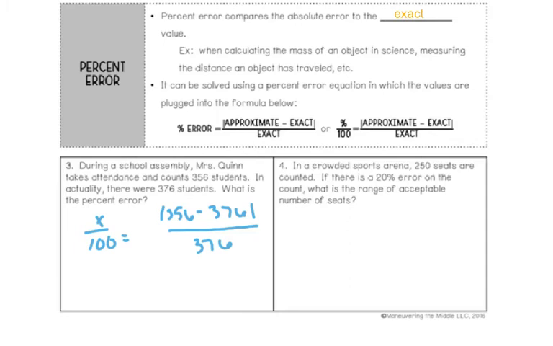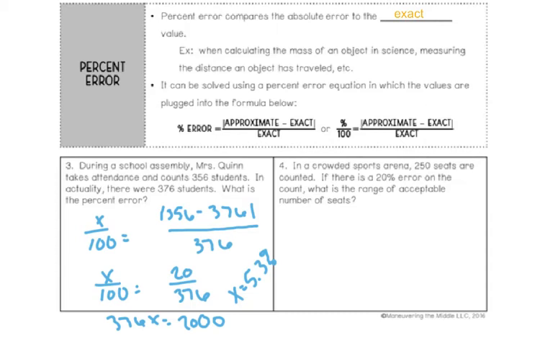In the other half of my proportion, I know in the numerator I need to find the absolute value of the difference between the approximate and the exact amount. I know that the approximate amount is how many students were counted, which was 356. And the actual or exact amount is the 376 students that there are. Then we divide that by the exact amount, which is also 376. When I take the difference, I get negative 20, but we're looking for the absolute value, which is positive 20. And now we have a percent proportion that we can solve. After cross multiplying, I find out that my percent error is 5.3%.